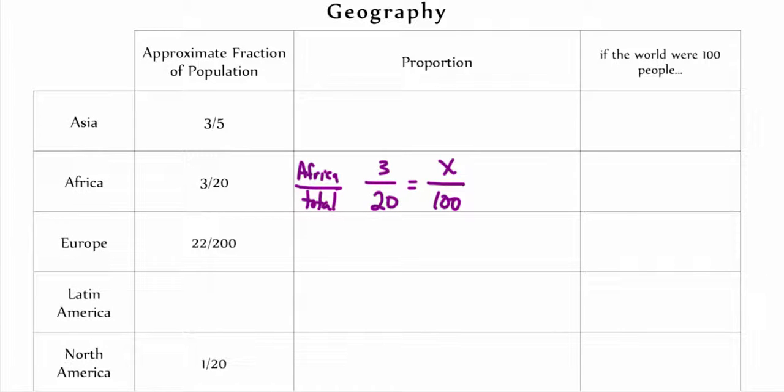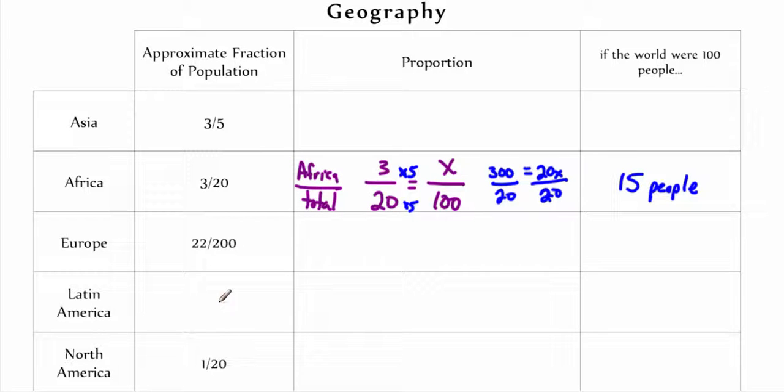So for some of you, you might see that you could solve this one without a whole lot of work. To get from 20 to 100, I would multiply times 5. So I could do the same thing up here and get 15 people. Sorry, I forgot my units there on my earlier answers. Or you can do your cross products. 3 times 100, and then x times 20. And then we divide both sides by 20, and we get our answer of 15 people. So we're just setting up a proportion using the information they have here.